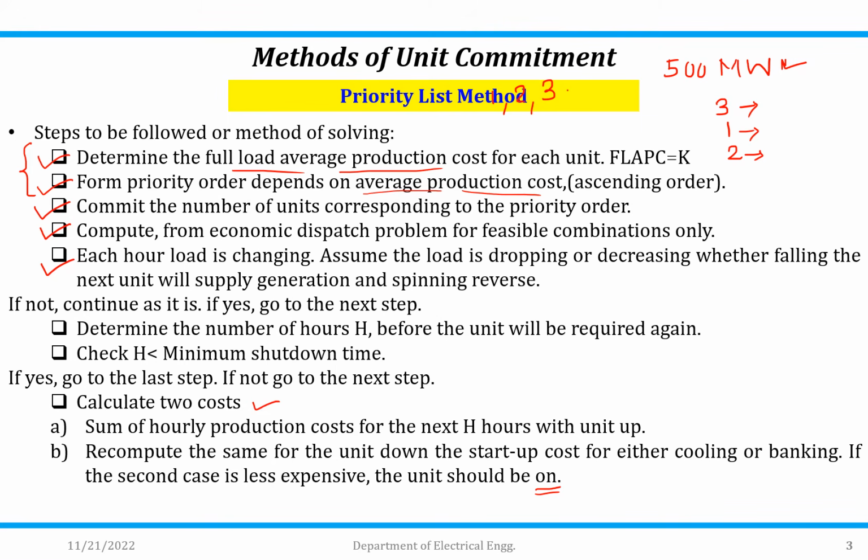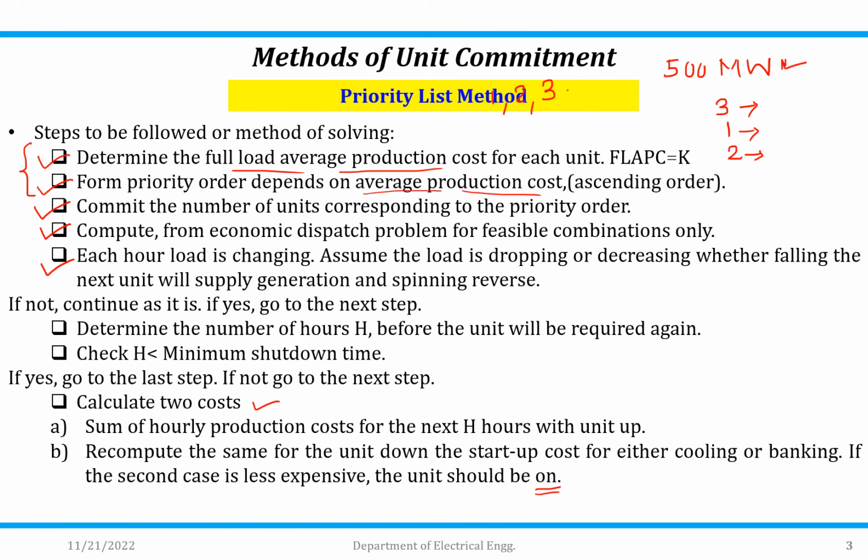Now let's see the steps involved in this priority list method. First, determine the full load average production cost for each unit. Then form a priority order which depends upon the average production cost, in ascending order. Now commit the number of units corresponding to the priority order. If we have three units and the priority order has been decided, then turn on first the one whose production cost is less, then the next, and then the third. Then compute the economic dispatch problem for feasible combinations only.